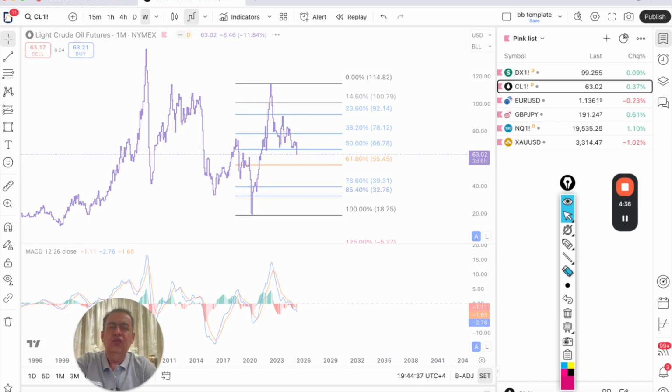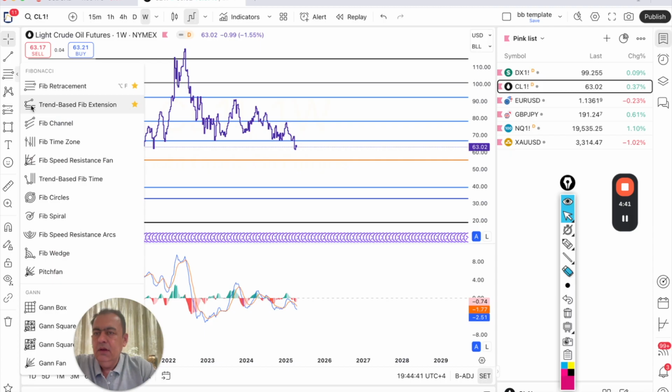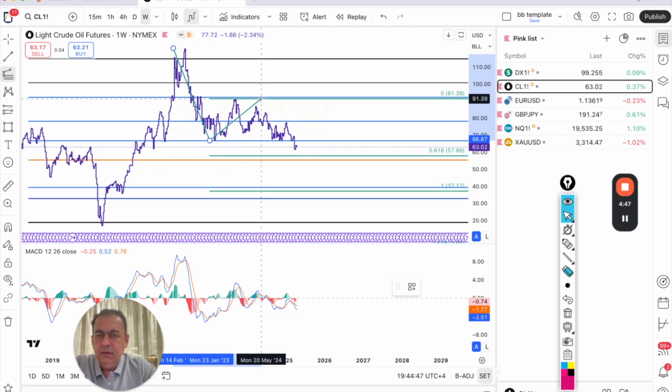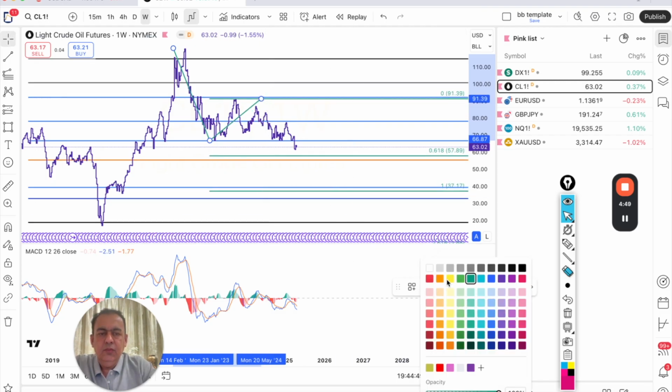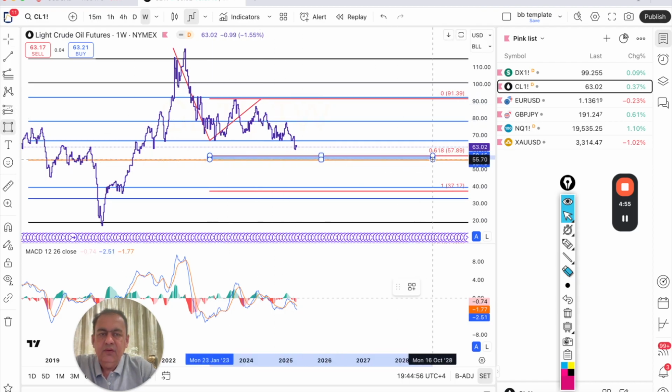So I need to move to weekly now. On the weekly, yes, we have ABC pattern in the bearish direction. So I'm going to connect from the highest, connect with B and C here. I'm going to mark with red. So the strong magnet zones. Here we have a strong support zone coming around 57 to 55. This is to be taken as your strong resistance.